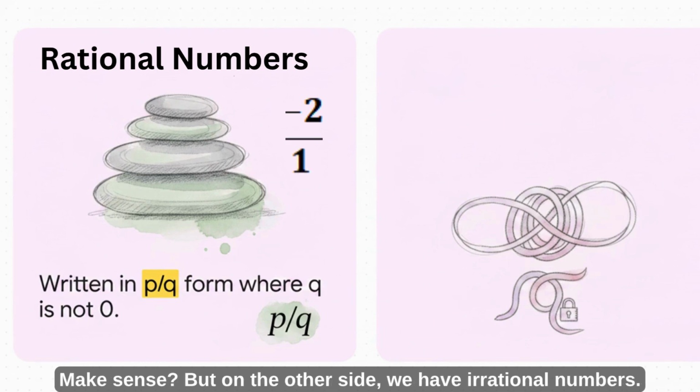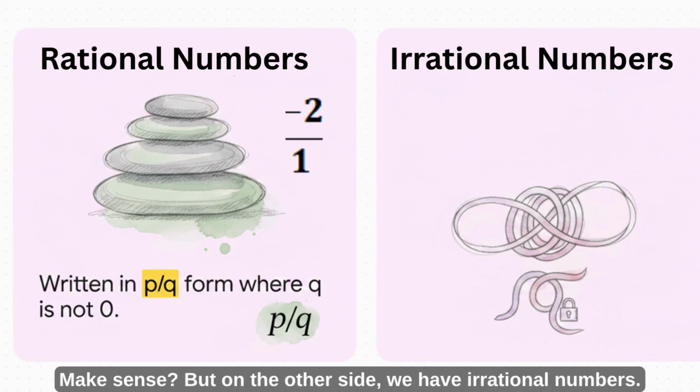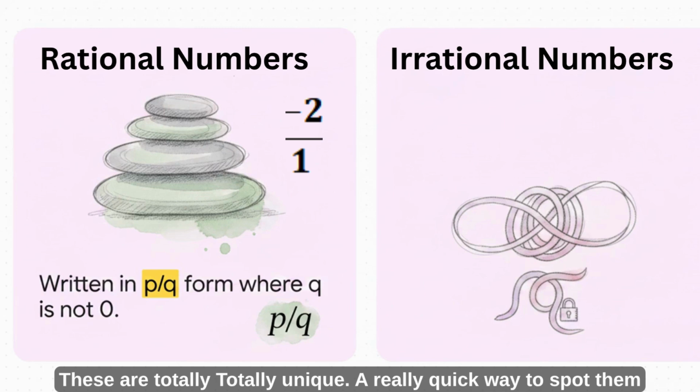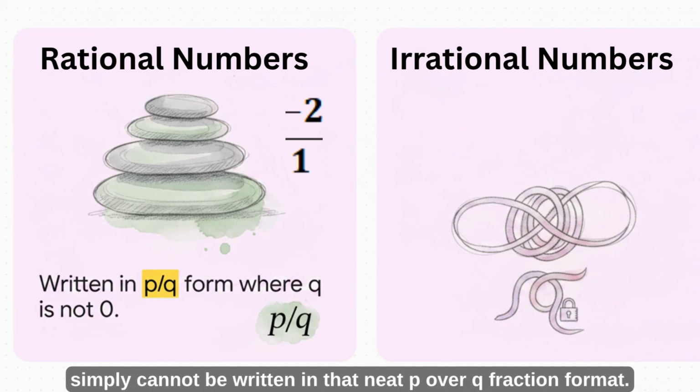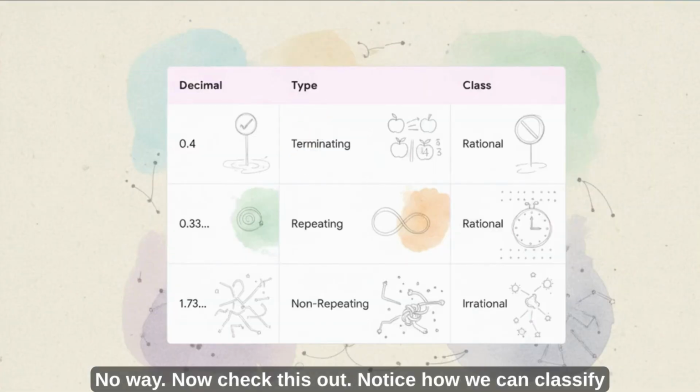Make sense? But on the other side, we have irrational numbers. These are totally unique. A really quick way to spot them is that they are the unbreakable roots of non-perfect squares. They simply cannot be written in that neat p over q fraction format. No way.